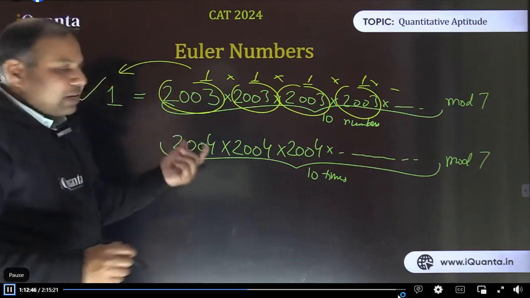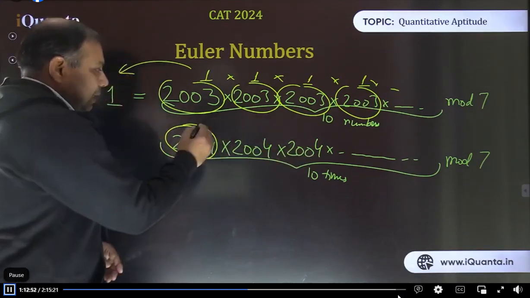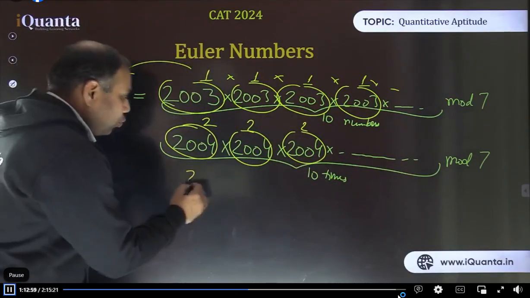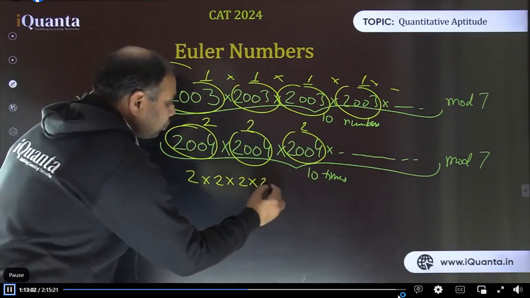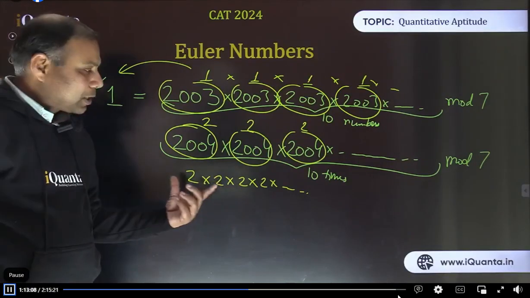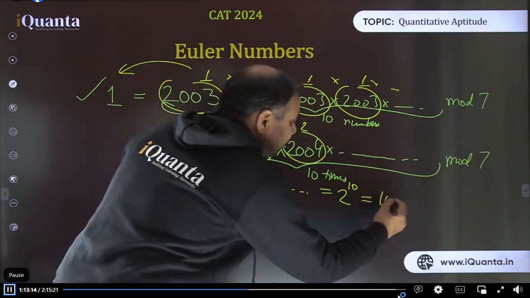Let me write. See, again we need to work with the individual remainders. So 2004 when divided by 7 gives remainder 2. Right. This is 2, again 2, again 2, and so on. Total 10 times we are getting this 2. So 2 multiplied with 2 multiplied with 2, 2, 2, total 10 times. One thing is that this is not 20. Some of you wrote by mistake, I'm sure. This is not 20. It is 2 raised to power 10, which comes out to be 1024.